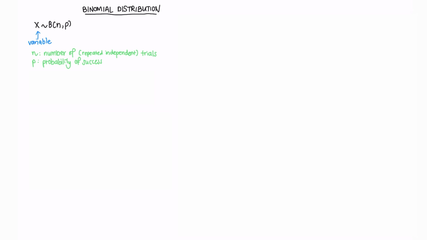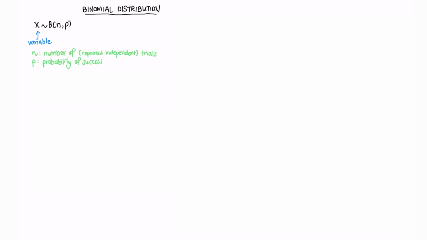So let's say the trials I'm going to do is rolling a dice. I'm going to roll a 6-sided dice, and if I get a 6, this means I win. Let's say I want to roll this dice 5 times. Then n, which is your number of repeated independent trials, will just be 5. And my probability of success is 1 over 6.